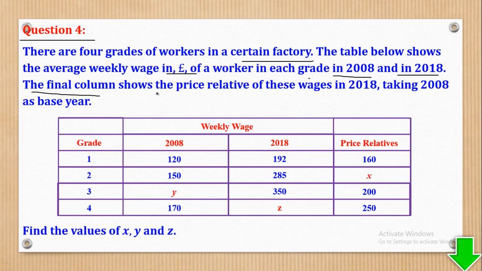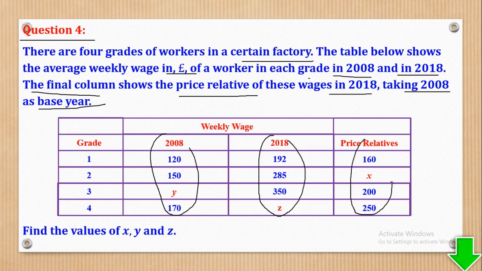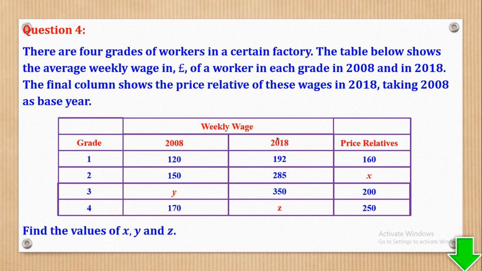The final column shows the price relative of these wages in 2018, taking 2008 as the base year. So these are the wages in 2008, wages in 2018, and price relatives of the corresponding grades. Then they said find X, Y, and Z. So here, this is the current year and this is the base year, meaning to get this column of price relative, they said this price divided by this price multiplied by 100.